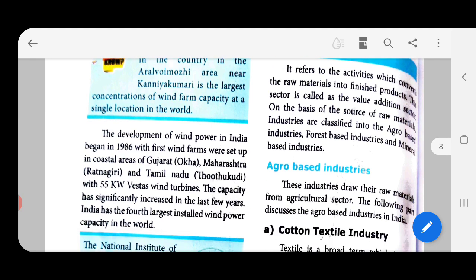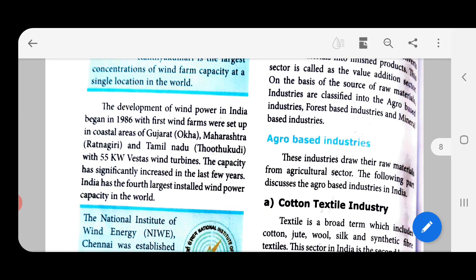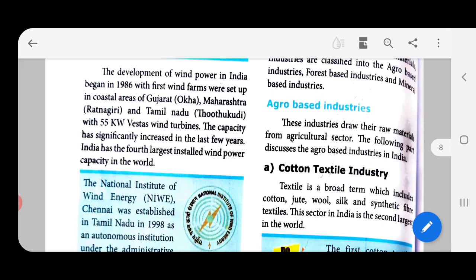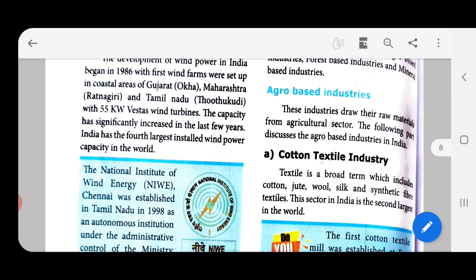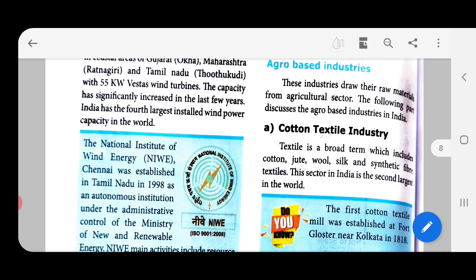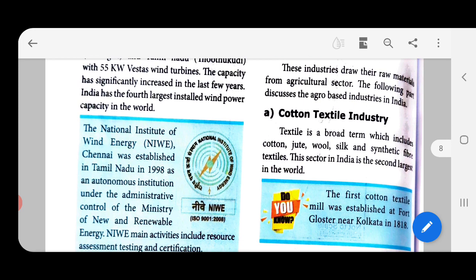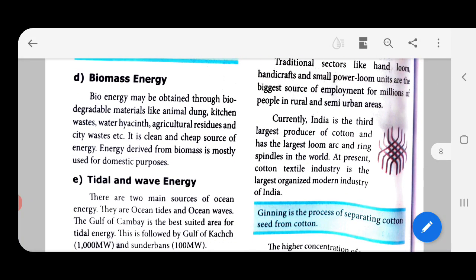The development of wind power in India began in 1986, when the first wind farms were set up in coastal areas of Gujarat, Okha, Maharashtra, Ratnagiri and Tamil Nadu, Thoothukudi, with 55 kilowatt Vestas wind turbines. So this is the development of wind power in India. The capacity has significantly increased in the last few years. India has the fourth largest installed wind power capacity in the world itself. We stand fourth.